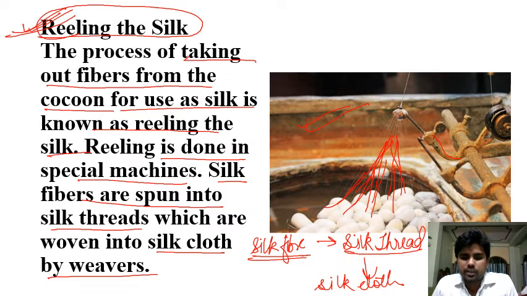Once again I can explain, you have to listen very carefully. Yes student, can you see the reeling of the silk? This is done by the machine, and after that there is formation of fibers, and from this fiber threads are formed, and from the threads clothes are formed.